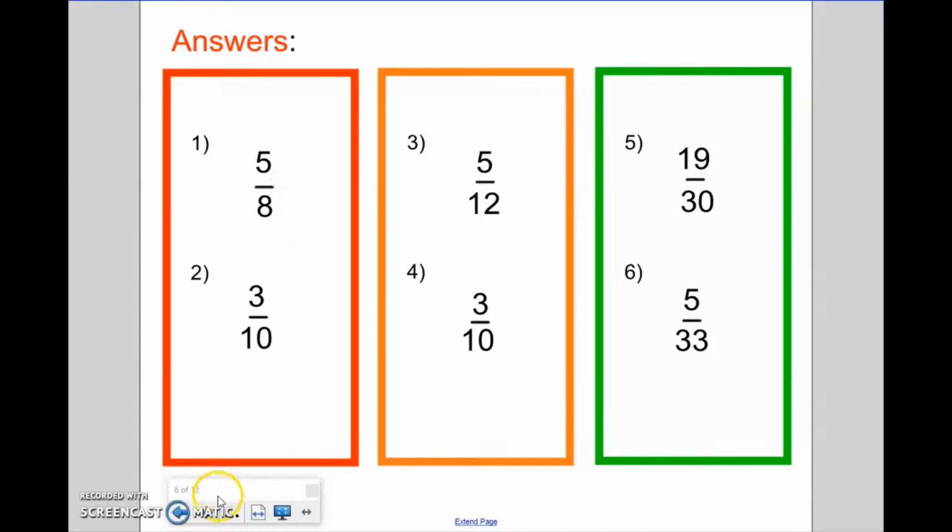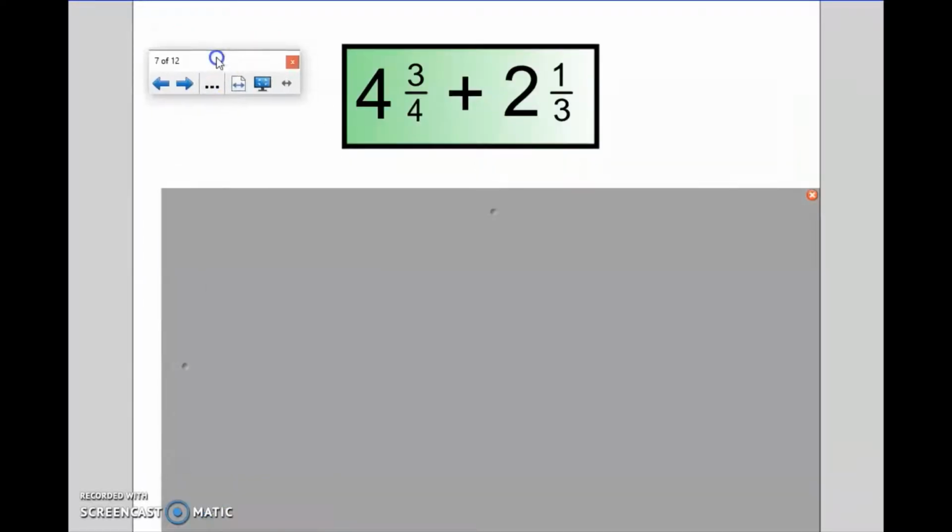Okay, let's make things a little bit more complicated. So this time we're going to do an addition of fractions, but the fractions are presented as mixed numbers. So we've got 4 3/4, add 2 1/3. So we've got a mixed number, 4 3/4. We call it a mixed number because it consists of a whole number and a fraction.